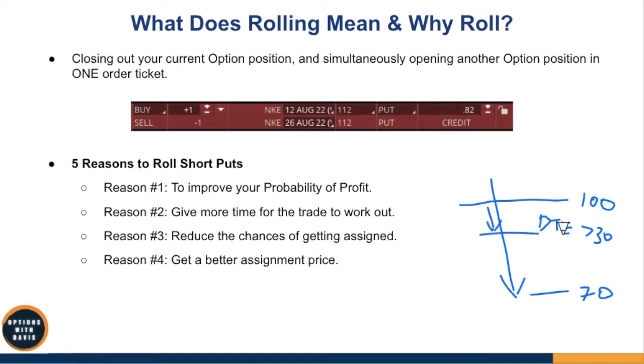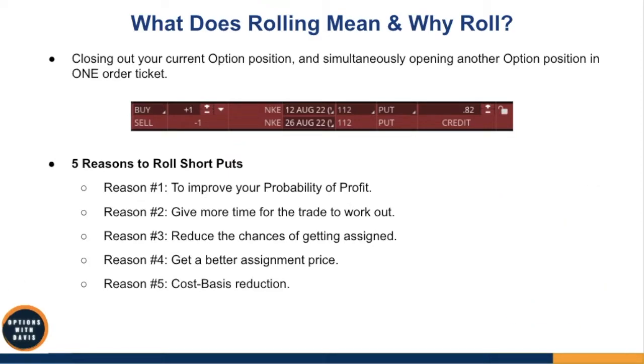to $95, so in the eventuality that you actually do get assigned, you get assigned at $95 rather than at $100. So this gives you a better price on your stock, which is a $5 difference, right? So if you know you're going to get assigned anyway, you'd rather get assigned at a lower price than a higher price. Okay. Now, the fifth reason is cost basis reduction.